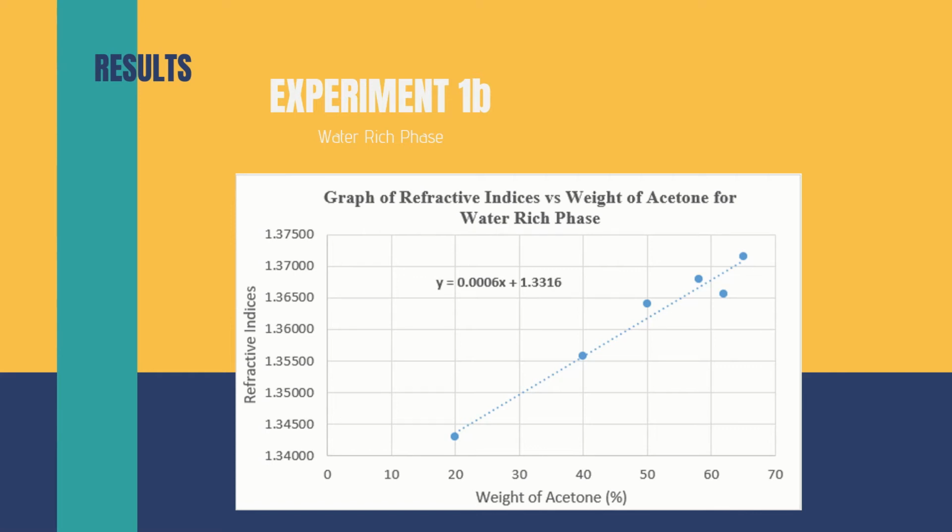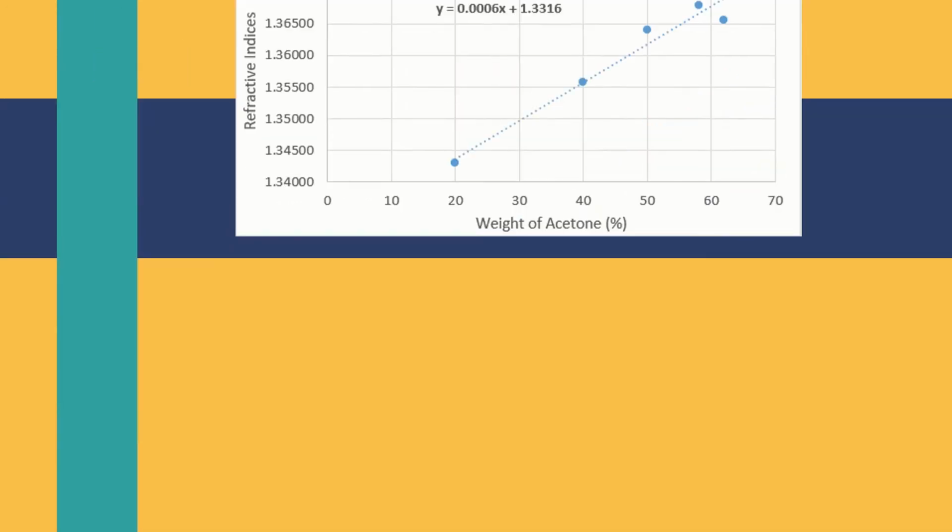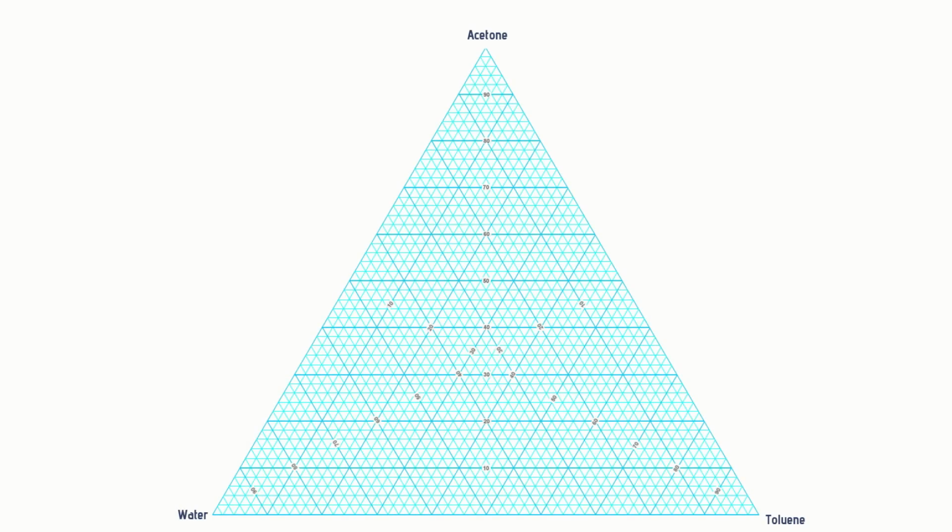From here, we can know that the value of refractive index is increasing by the weight of acetone, and the equation that we obtained from this graph will be used in experiment 2. Now we are going to draw the binodal curve for experiment 1. The right hand side will be experiment 1B and the left side will be experiment 1A.